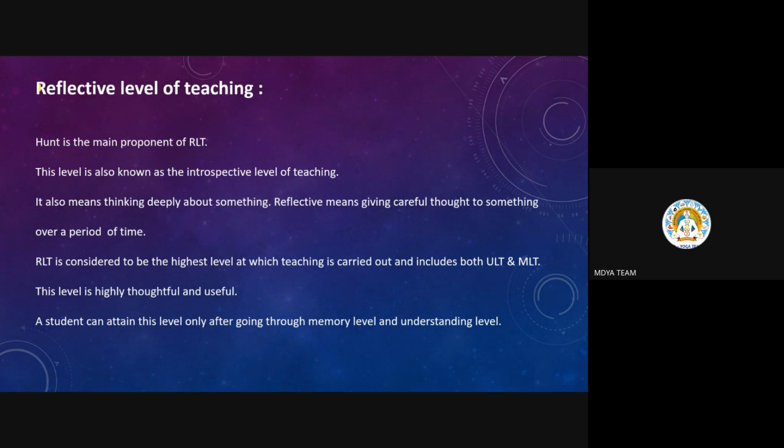Now, reflective level of teaching. Hunt is the main proponent of reflective level of teaching. Here RLT stands for reflective level of teaching. This level is also known as the introspective level of teaching, because in this level the learners are so motivated to grasp and understand the things that they just begin with introspecting of the things.